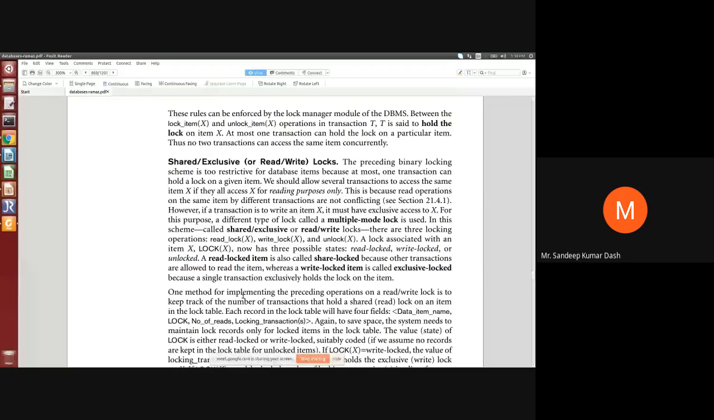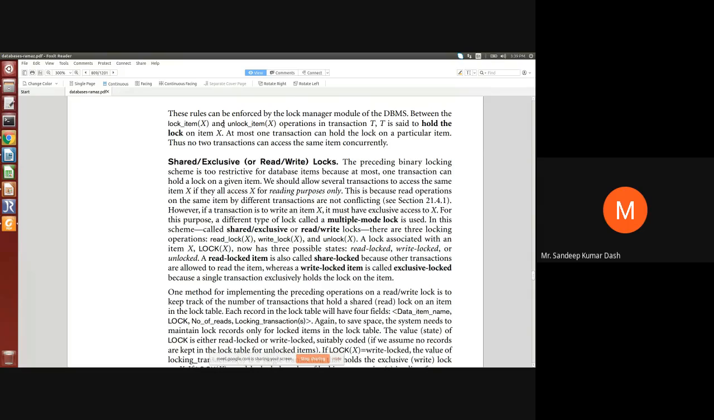That means either it is there or it is not there. If you are having a lock, you can do both the things, read and write. If you are not having the lock, you have to request for the lock. That means lock item X is a request that you have to make. Another type of lock is shared or exclusive lock.